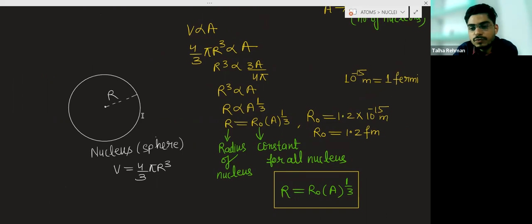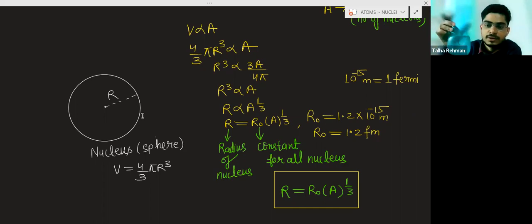Density is equal to mass upon volume. If we are calculating the density of water, suppose this is the water, I want to calculate the density of this water. So what I will do, I will take the mass of this water and divide that mass by the volume of this water, and I will get 10 to the power 3 kg per meter cube as the density of the water.